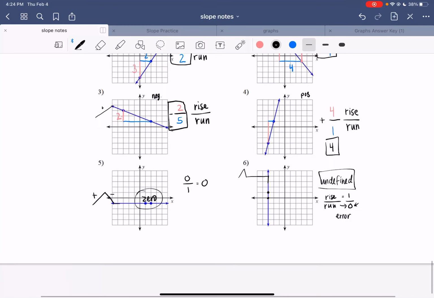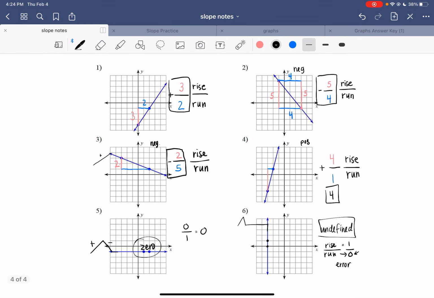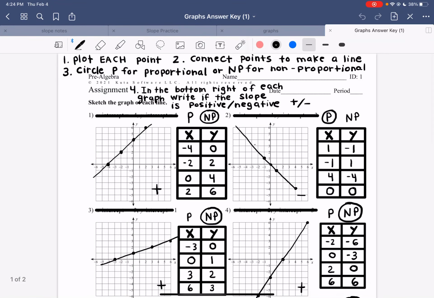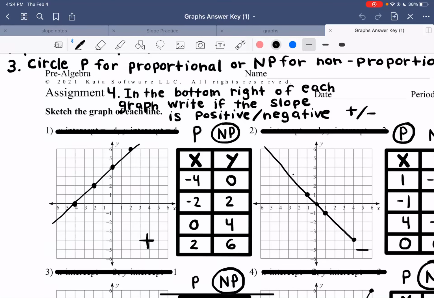All right, so those are our 4 examples. So what you're going to do is go to the paper from yesterday, the one that I had you graph all those points and draw the line, and now you're going to take your new knowledge and find the slope of those 12 problems. So I'm going to do the first one right here.